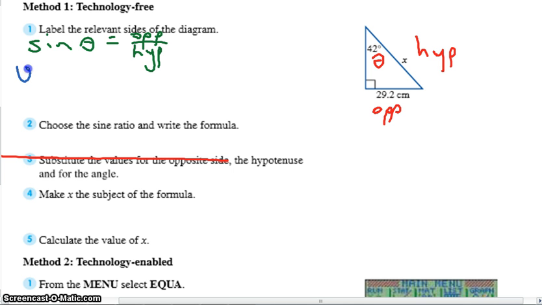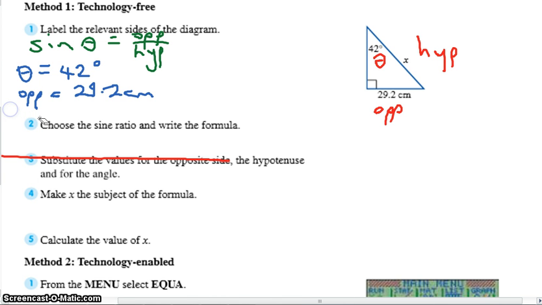Okay. Next thing, we're going to write down what everything is. Theta is 42 degrees. Opposite is 29.2 centimetres. And the adjacent hypotenuse, isn't it? Equals x. Let's get rid of that red line, don't know what's there. Alright, next thing, substitute in.